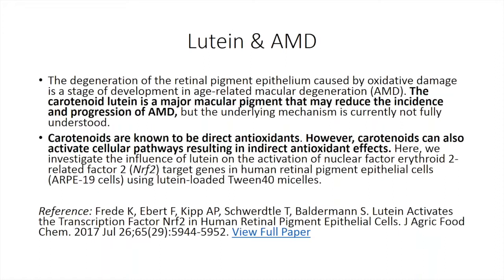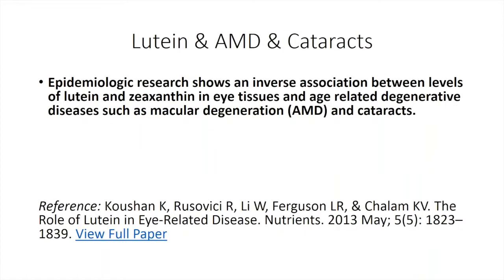So I've repeated that message 3 times now, so hopefully we get to understand that. The beauty of certain nutrients is that they stimulate intrinsic antioxidant pathways within the human body to defend itself, as well as acting directly. And it shows that epidemiological research shows an inverse association between levels of lutein and zeaxanthin in eye tissues and age-related degenerative diseases such as AMD and cataracts. So that's a more specific epidemiological assessment rather than looking at what people are eating, but actually looking at the levels within the retina of folk.